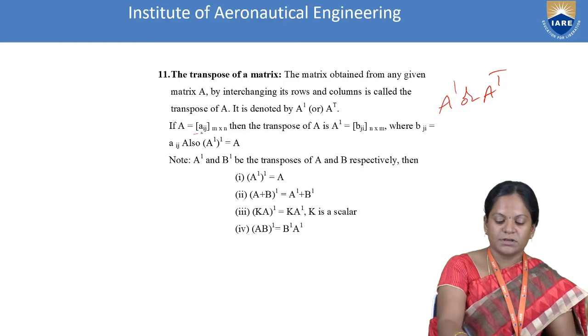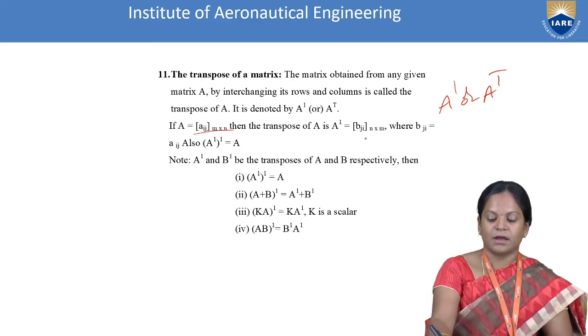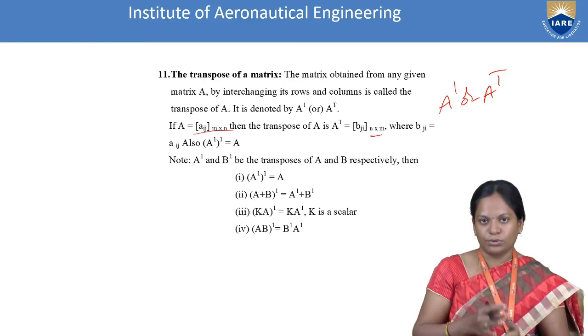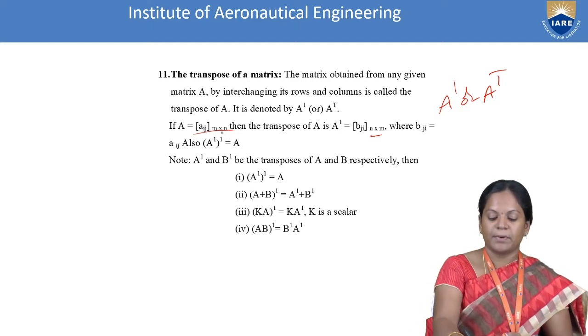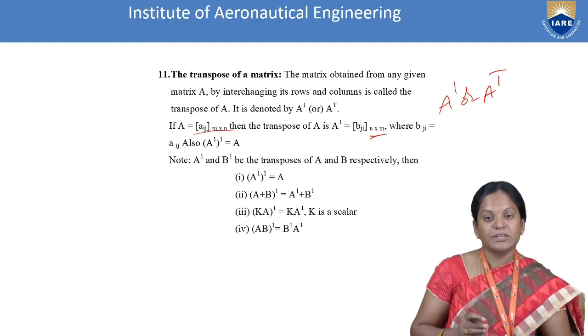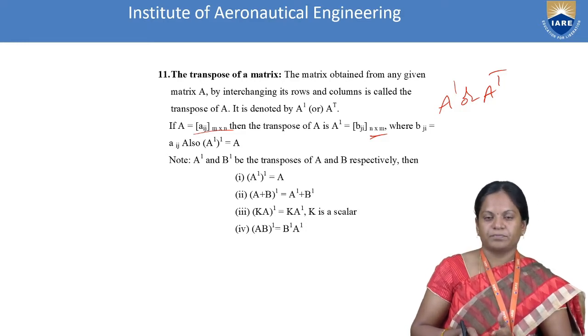If I am considering a general m by n matrix A, which is either a square or rectangular matrix, then the transpose of A, we can take A dash, I am taking B_ji of order n by m. The order should be changed. We have to change rows into columns. That's why m by n will become n by m, where B_ji equals A_ij. Also, the transpose of A transpose will give us A again.